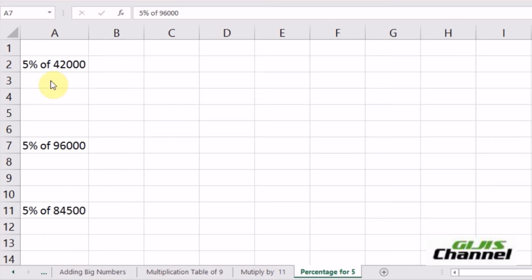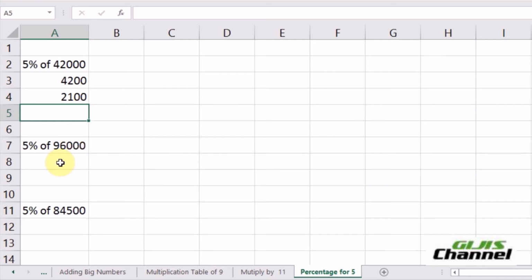It's very easy. The first thing, 5% of 42,000. So the first thing we need to do is move the decimal point over by one place. So 42,000 becomes 4,200.0. Right? So what we need to do after that is divide 4,200 by the number 2. So it is 2,100. So 5% of 42,000 equals 2,100.